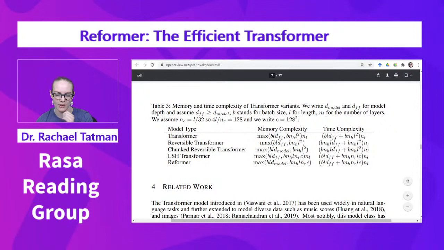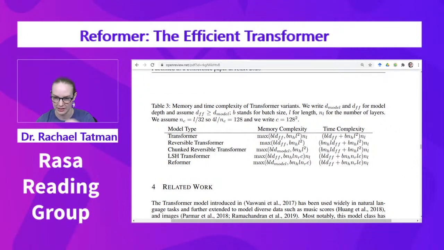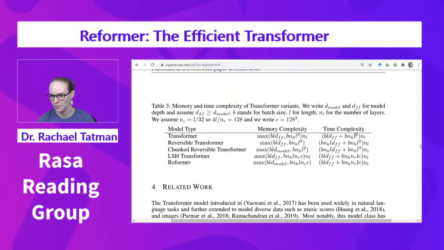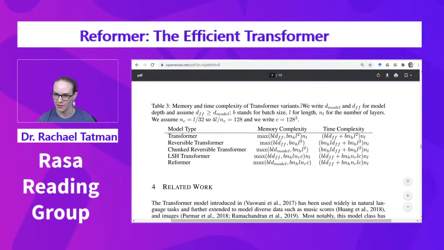And then here are the summaries of the memory and time complexity. What they're saying is that as you add more and more of the stuff that they're proposing here, it gets better and better, both memory and complexity. Memory and time complexity for the transformer variants. We write D model and DFF for model depth and assume that DFF is greater than or equal to the dimension of the model. B stands for batch size, L for length, N for the number of layers. We assume that NC equals L divided by 32, so 4L divided by NC equals 128, and we write C equals 128 squared.